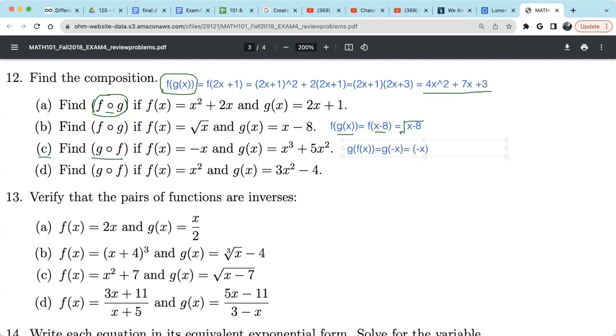So the input is negative x now. Raise by 3, then plus 5 times the input squared. So negative x squared. Simplify, negative x raised by cube, we get a negative x cubed. Negative x squared is positive, so I'll get it plus 5x squared.